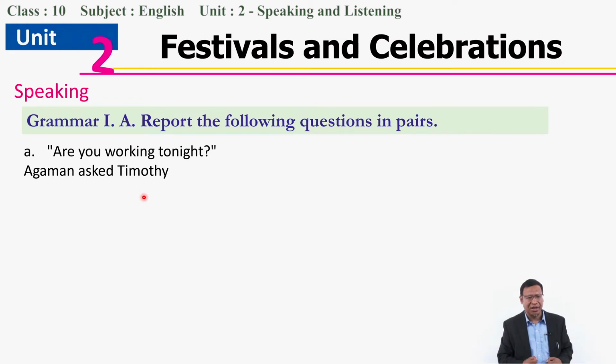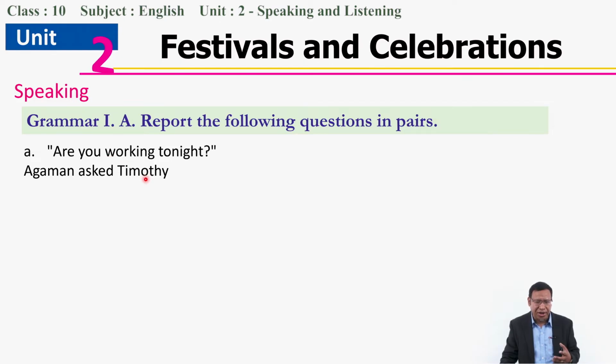So similarly here, are you working tonight? This is a question by a student. Then this question is asked to someone. Therefore, we suppose Agaman asks Timothy. So can you guess what the reporting statement is here? Well, as a rule, Agaman asks Timothy, then we use connectives. If, then you is Timothy.